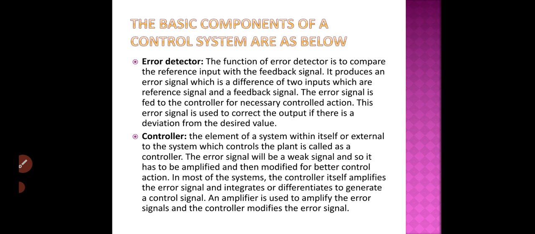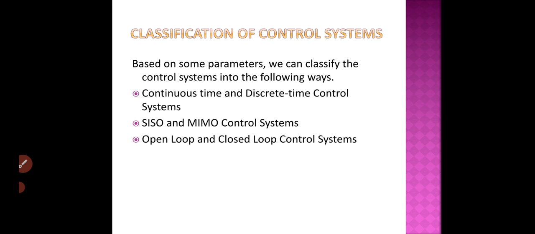Then comes the term controller. The element of a system, within itself or external to the system, which controls the plant is called a controller. The instrument or the element of a system which controls the function of a plant is called a controller. Next, we are going to discuss the classification of control systems.